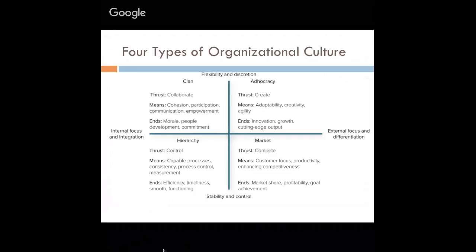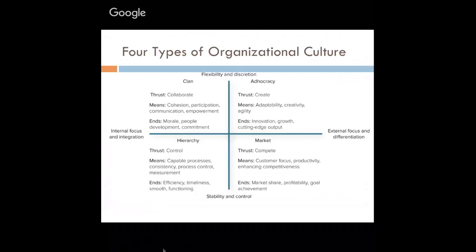If you look from top to bottom, the vertical dimension of flexibility or stability, this dimension expresses the extent to which an organization prefers flexibility and discretion versus stability and control, right? So combining these 2 dimensions creates the 4 types of organizational culture based on different core values.